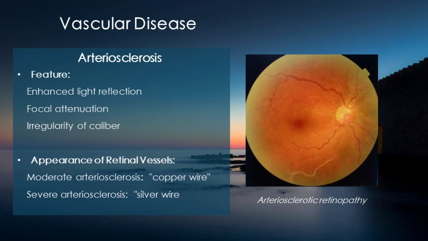The process of atherosclerosis occurs in large arteries. Involvement of the retinal arteries is termed arteriosclerosis. Arteriosclerosis is characterized by an enhanced light reflection, focal attenuation, and irregularity of caliber. The grayish-yellow fat products in the vessel wall blend with the red of the blood to produce a typical copper wire appearance. This indicates moderate arteriosclerosis. As sclerosis proceeds, the blood column vessel wall light reflection resembles silver wire, which indicates severe arteriosclerosis. At times, even occlusion of an arterial branch may occur.